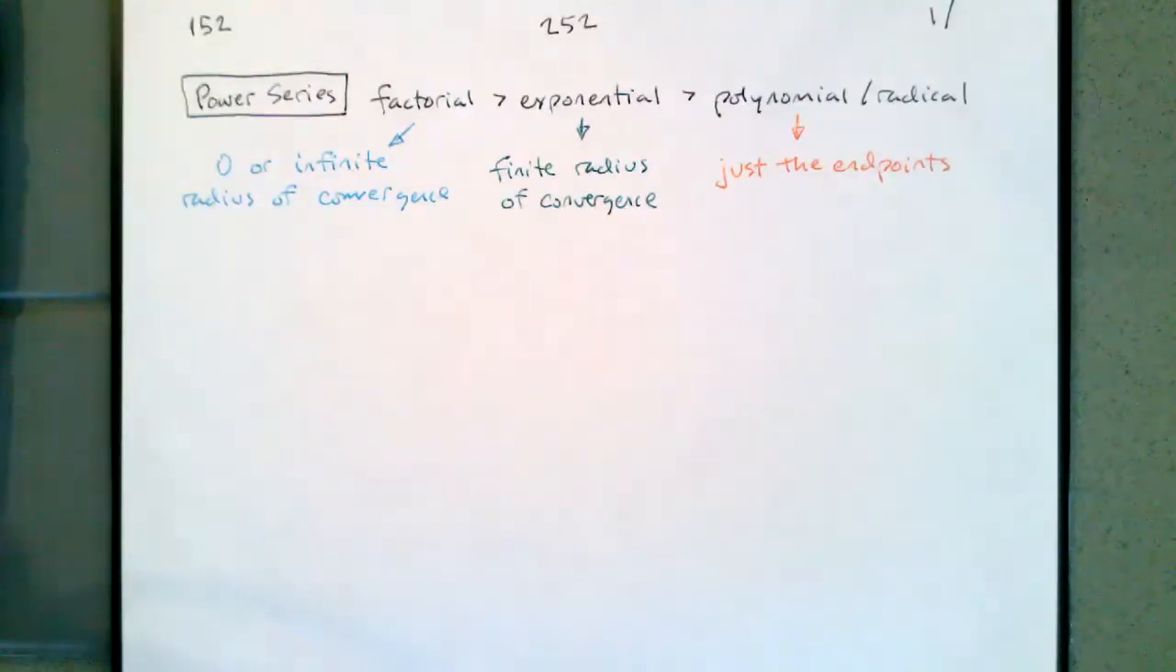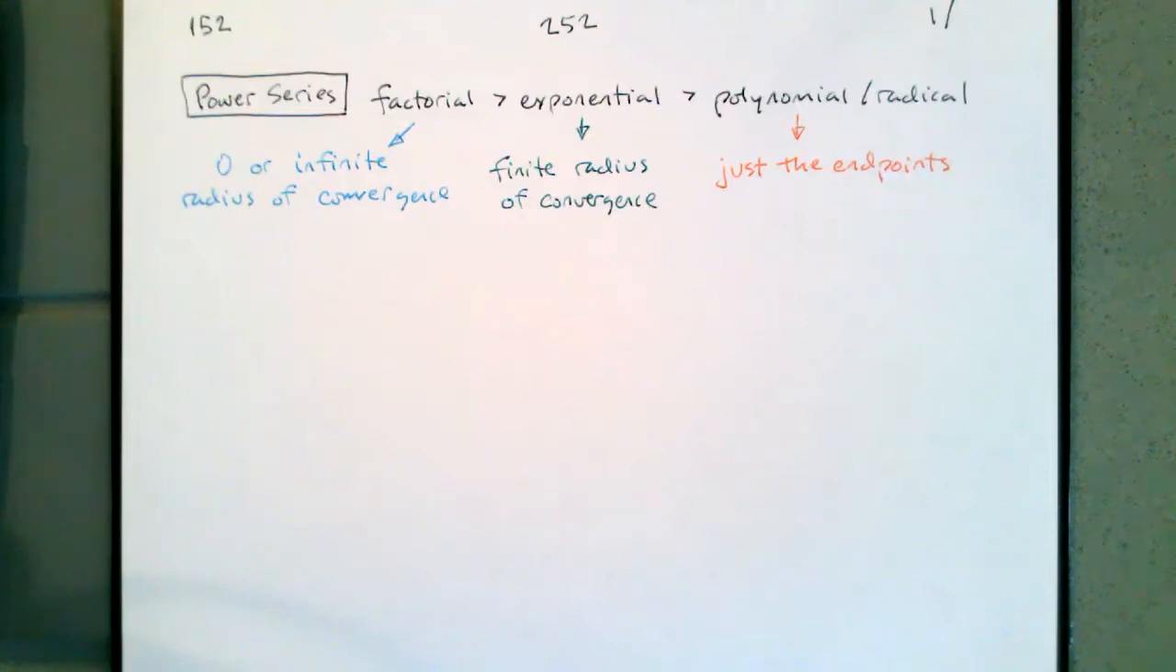Today we're going to look at a few more examples of finding the interval of convergence for a power series. We've talked about the different factors that can show up in the coefficients and how those factors affect the radius of convergence. At the bottom, we've got the polynomial and radical factors, or the rational factors, and that's just going to affect the endpoints.